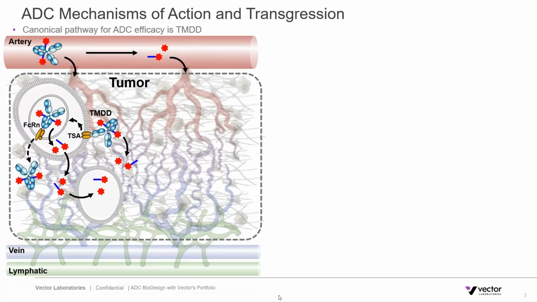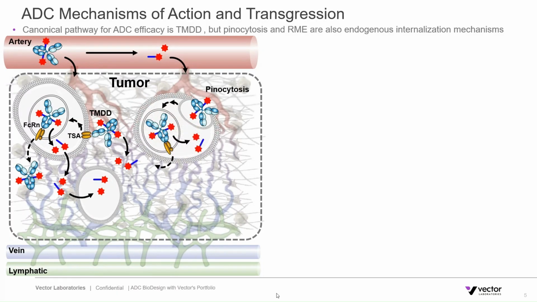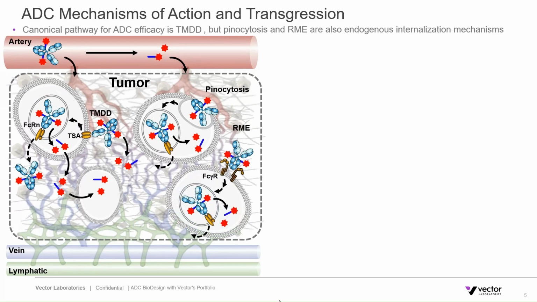But this is still an oversimplified process because pinocytosis and receptor-mediated endocytosis are also both endogenous internalization mechanisms, and these are antigen-independent. Pinocytosis is a nonspecific fluid phase endocytosis, mostly in the endothelial cells lining the blood vessels, but it's very efficient at catabolizing IgGs, and this can release the payload. Receptor-mediated endocytosis, facilitated by FCGR binding, can trigger internalization and payload release.